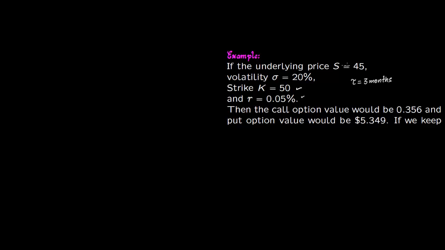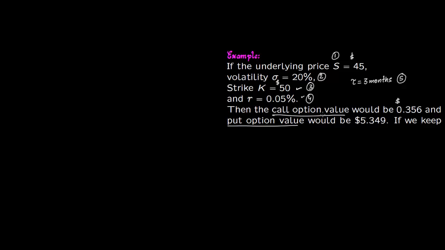So you put these 5 things into the formula. One is the spot price today. Second is the volatility. Third is the strike. Fourth is the risk-free rate. And fifth is the time till expiration date. If you plug these 5 things into the formula or into your software, it will spit out a call option value and a put option value. The call option value would be 0.356 and the put option value would be 5.349. If your spot price and strike price are in dollars, then obviously the call and put values would be in dollars.